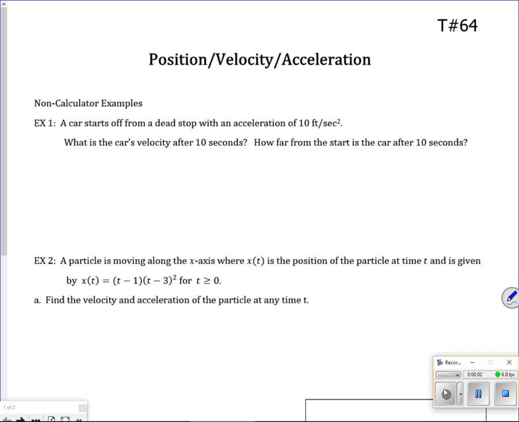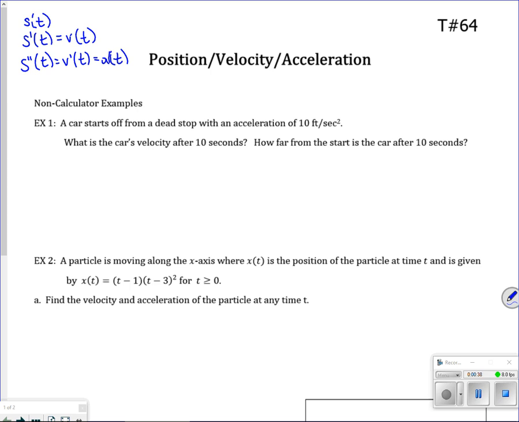All right, we're going to revisit a topic that we've talked about before, but get a little more in depth. We've talked about position, velocity, and acceleration, and you certainly know that if I have position, which a lot of times they call s of t, the derivative of position is velocity, and the second derivative of position, or the first derivative of velocity, is equal to acceleration. That's what we've done before.